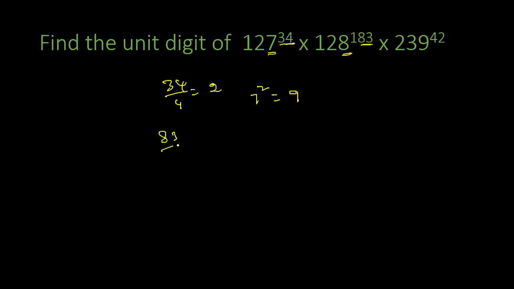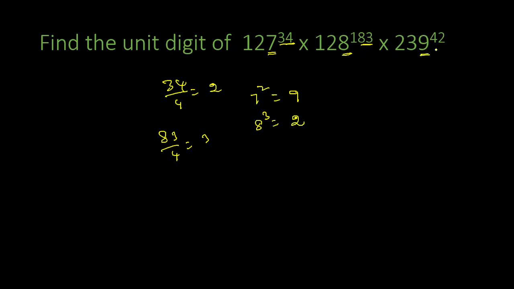83 divided by 4. And what is the remainder now? 3 is the remainder for this. So 8 to the power of 3. 8 to the power of 1 is 8, 8 to the power of 2 is 4, and 8 to the power of 3 is 2. So the unit digit for 8 to the power of 3 is 2.